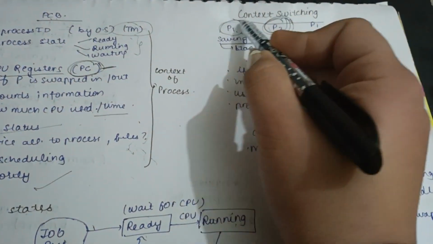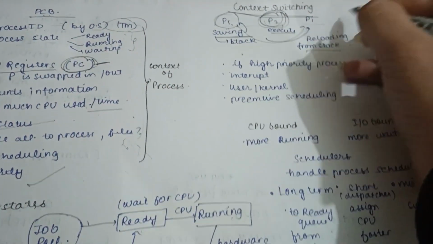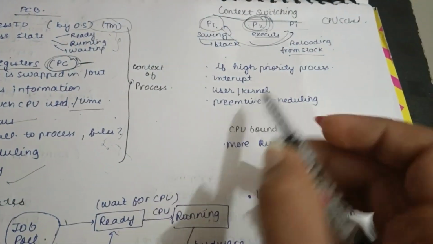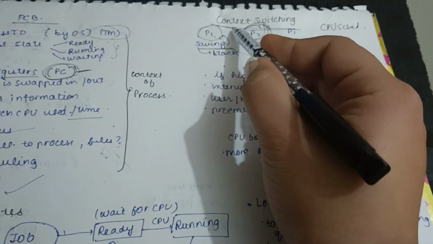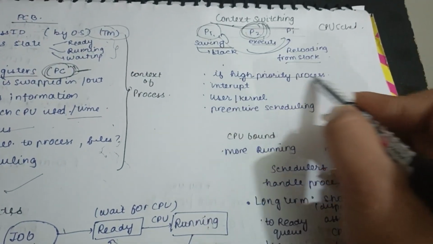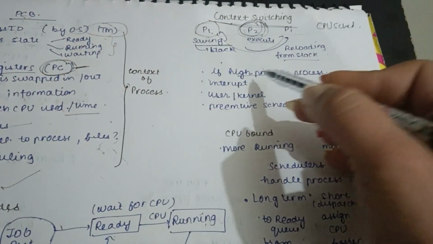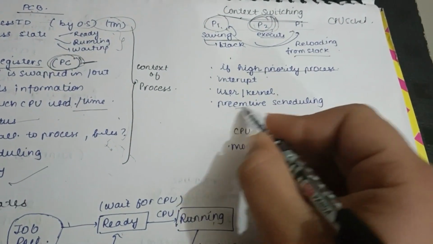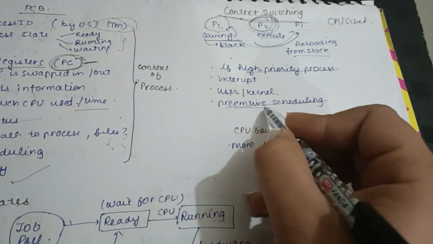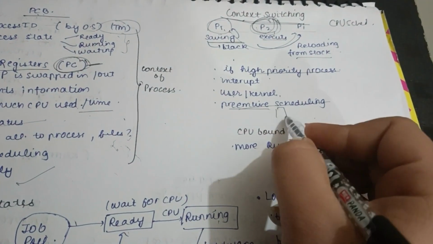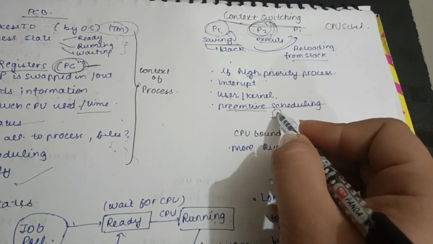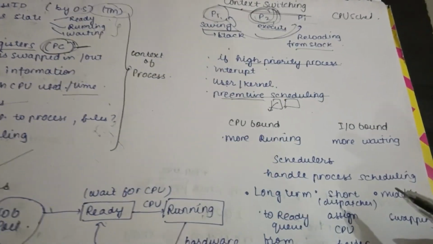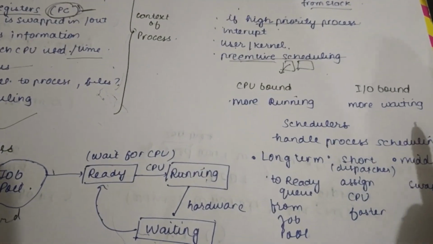So this is the concept of context switching, and it is used in CPU scheduling. Then we have, why does context switching occur? As you already told, if a higher priority process occurs, or if an interrupt occurs, if we need to switch from user to kernel mode, or in preemptive scheduling. Preemptive scheduling means one process could be taken off the CPU and another process could be run if needed, so a process with a shorter burst time could be executed first.